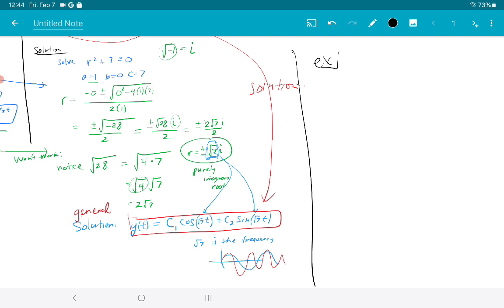All right, so this one will be, how about this? So suppose we have a spring, damper, mass system.